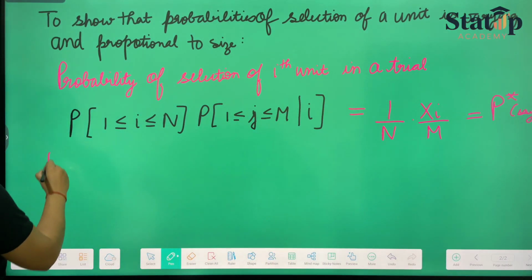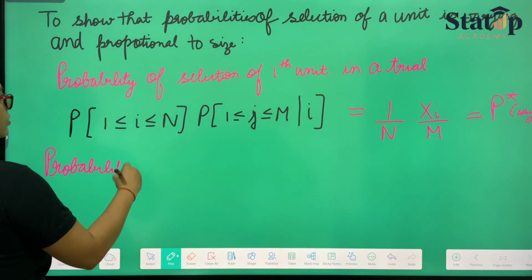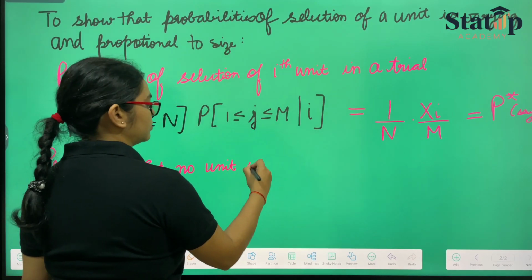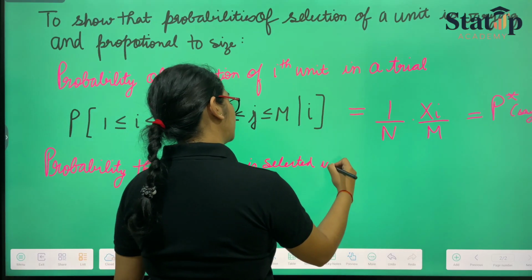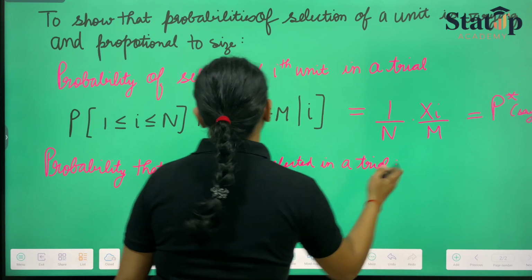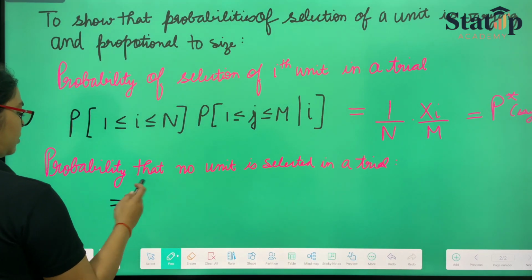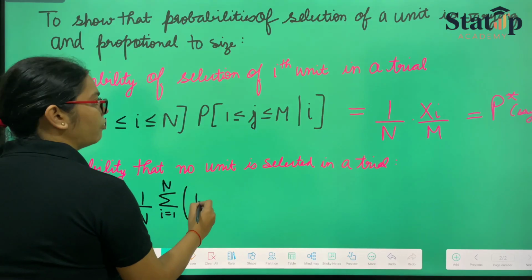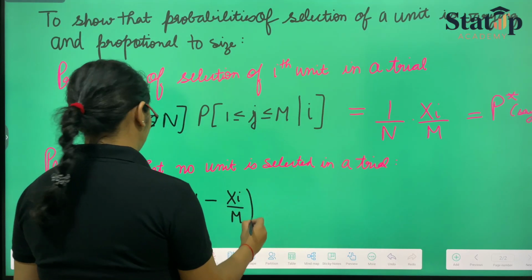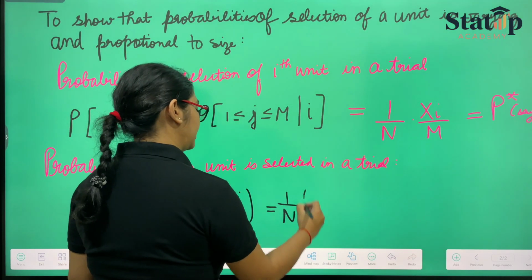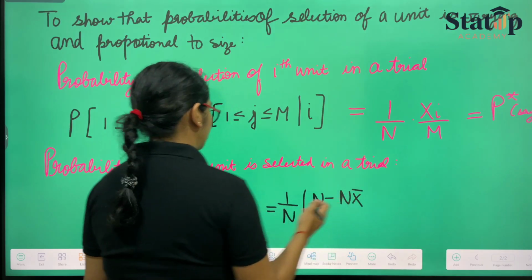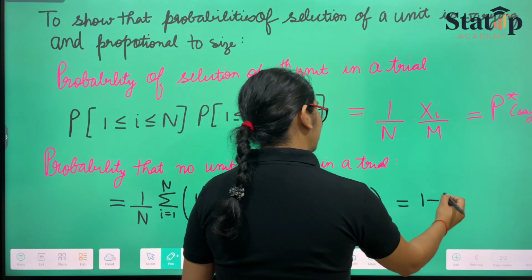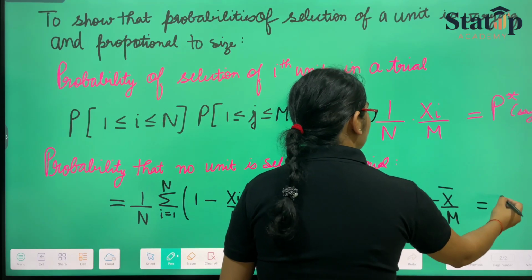And the probability that no unit is selected in a trial is given by the probability of 1 upon N into summation i goes from 1 to capital N of 1 minus xi upon M. If we take this summation inside, we will get N minus N x bar, since summation of xi is nothing but N x bar, upon M. Taking N common and cancelling, we get 1 minus x bar upon M, which let us say is equal to Q.